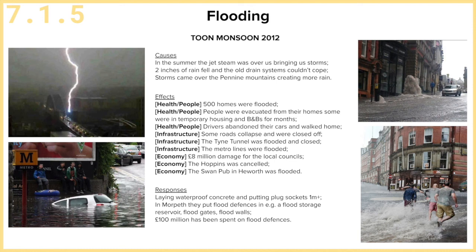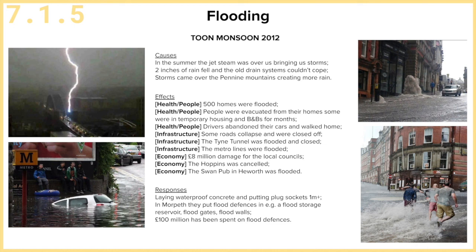And there were quite a few effects. We know that 500 homes were flooded, and were flooded for a substantial amount of time, meaning that people had to live in hotels for a while. It happened during rush hour on the commute home, which meant that a lot of drivers were actually stuck and had to abandon their cars and seek safety and walk home. And all of those three factors are what we'd call health related or people related, social.